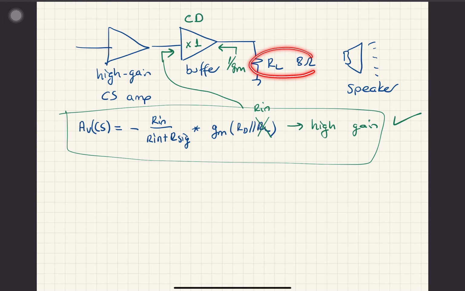It doesn't provide extra gain, but it only makes matching of this low load with low output resistance. This low load resistance does not affect the gain of the previous stage at all. You put a buffer in between. You isolate them. This thing can still have large gain, and you can still hear a large, high volume music on your speaker. So that's why we use the common drain amplifier. It's a very good voltage buffer.